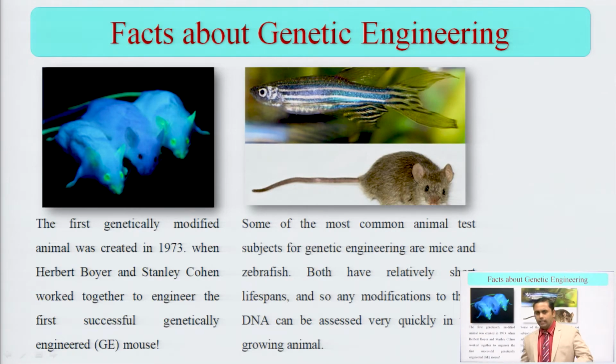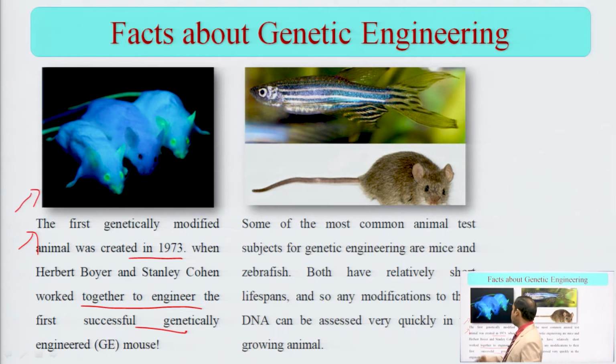Now, let me tell you a few facts. If you have listened to my previous lecture, you have seen when the first artificial gene was developed. Now, let me tell you the first artificial or genetically modified animal was created in 1973, when Boyer and Stanley Cohen together successfully created a genetically engineered GE model. It is the first genetically engineered animal, a rat.